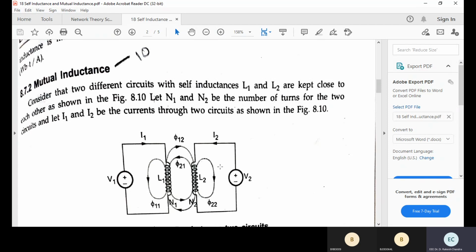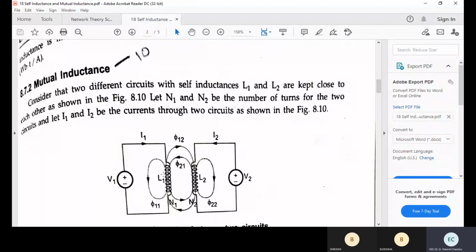Similarly, if you look at coil 2, the current I2 is flowing through coil 2, so the flux produced in coil 2 itself is phi 22. So your inductance L2 is N2, the number of turns, into phi 22 by I2. That's fine. What about this mutual inductance?